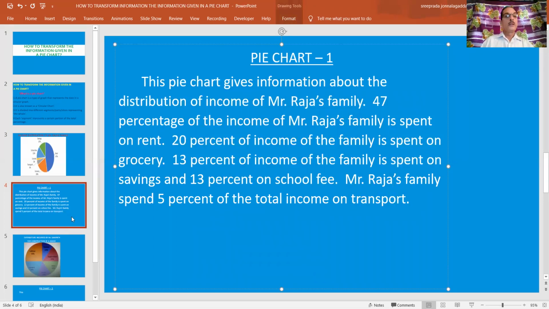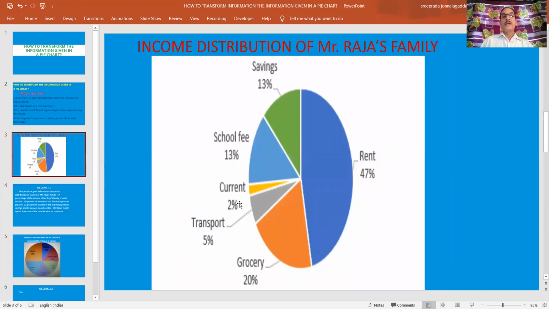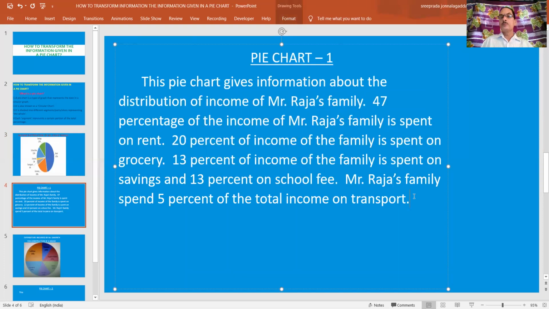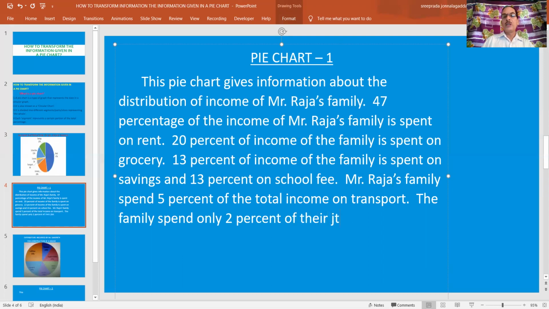Right. Next one. One more item is there. On current, that means on electricity, Mr. Raja's family spend 2%. It is the least. So we have already mentioned Mr. Raja's family. That's why you can write now: the family spend only 2% of their total income on current.